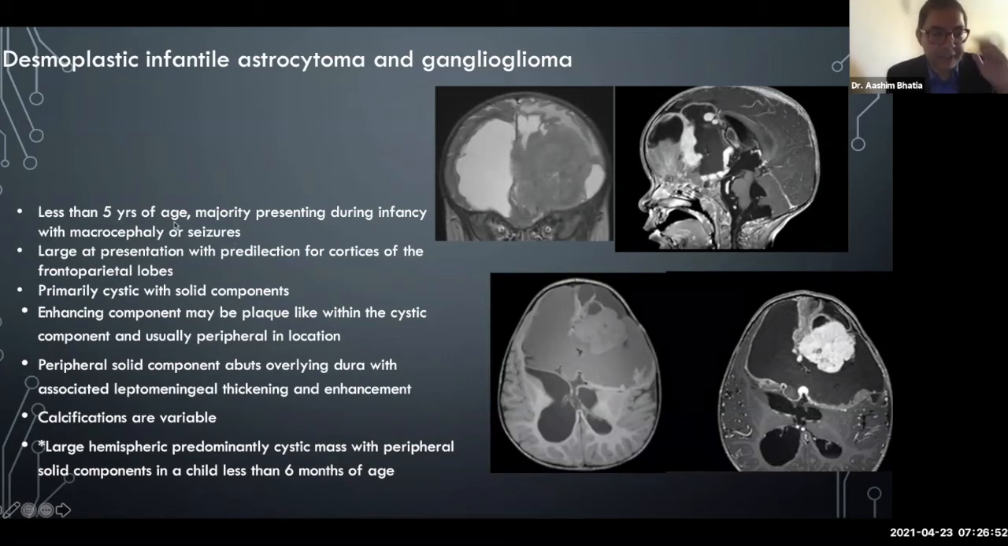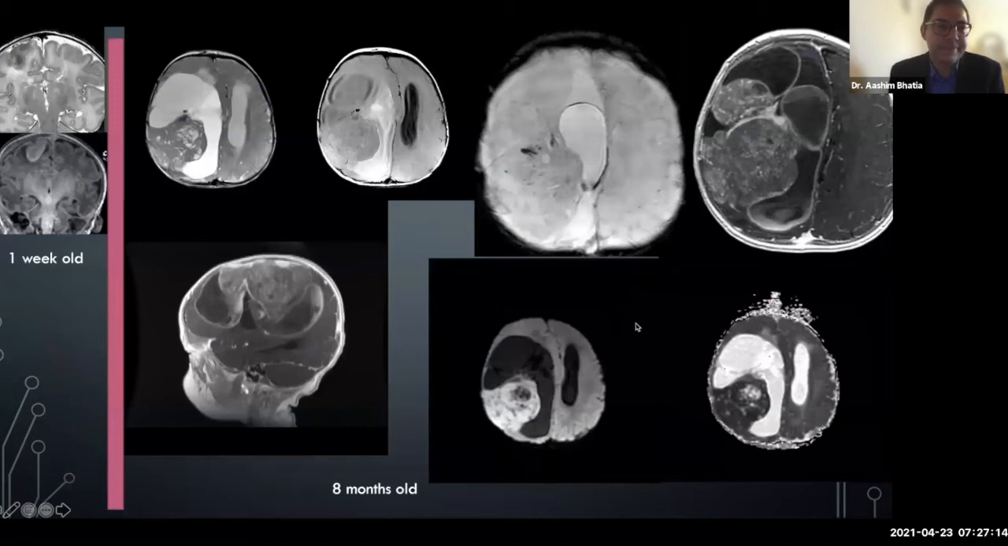So less than 5 years of age are a majority. They present with macrocephaly and seizures. So when you see this large hemispheric predominantly cystic mass with solid components, less than 6 months of age, number one, two, and three diagnosis is a DIG, or what we call desmoplastic infantile astrocytoma and ganglioglioma. You should definitely think about DIG in this case.